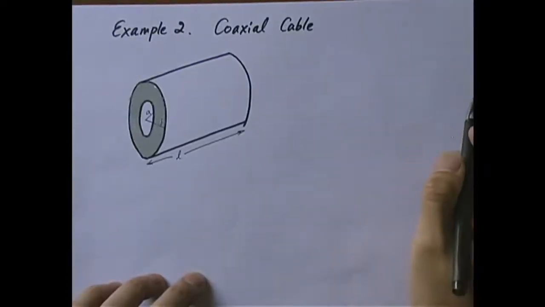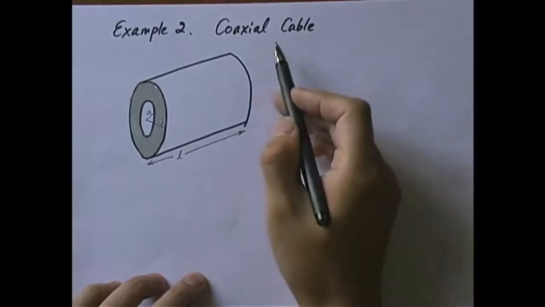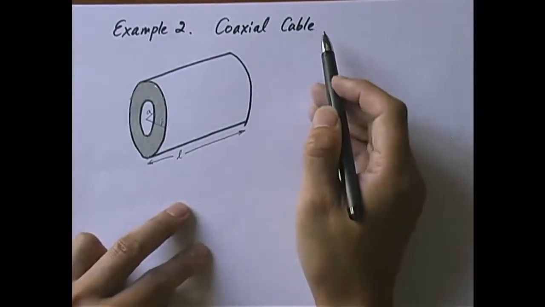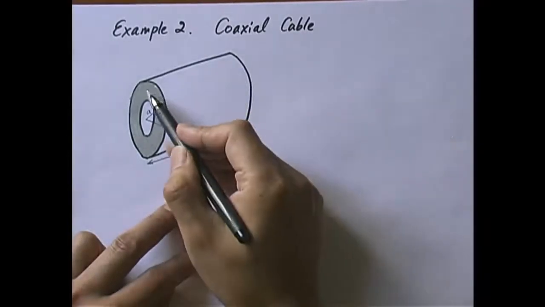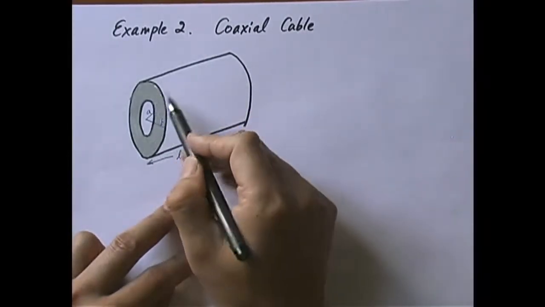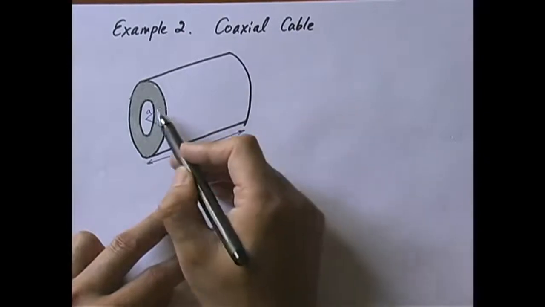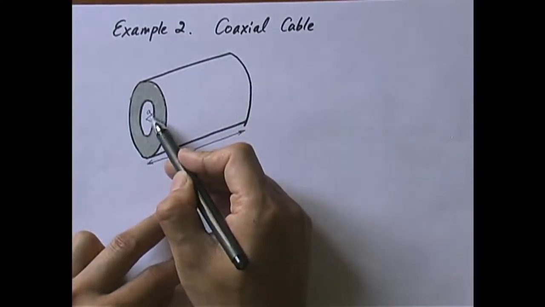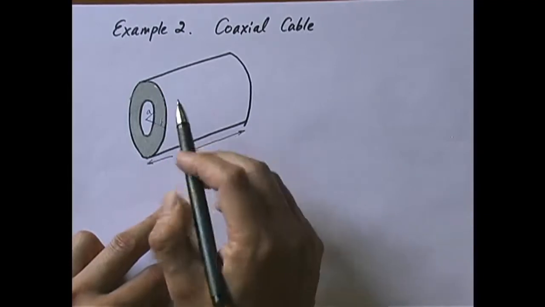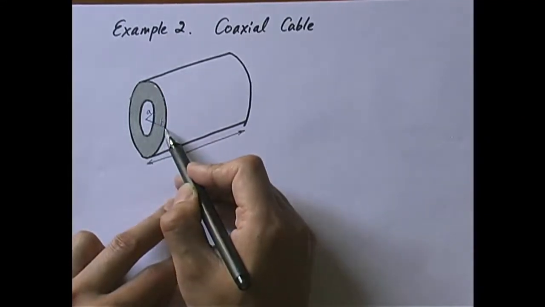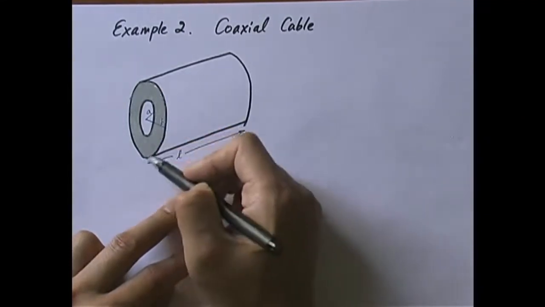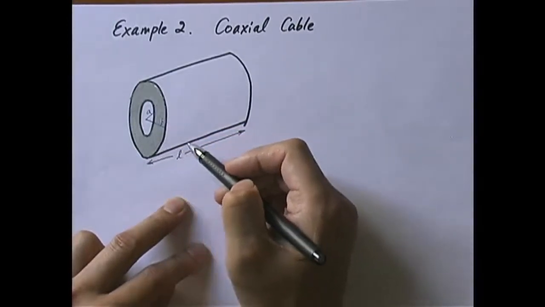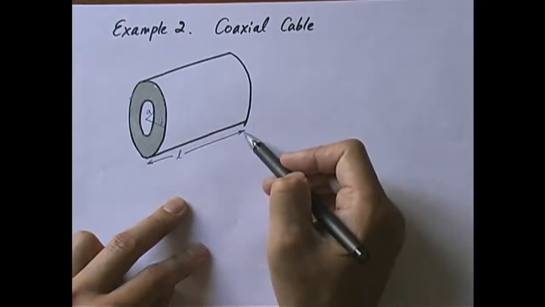Now let's take a look at our second example. This is a very common setup. It's called a coax cable. What we have here is basically a conducting material. It's cylindrical, but it's got a cylindrical cavity inside, so it's got inner radius a. Between here and there is vacuum. There's nothing. And then outer radius b. Between a and b, there is a layer of uniform conducting material of resistivity rho. And the length is L.